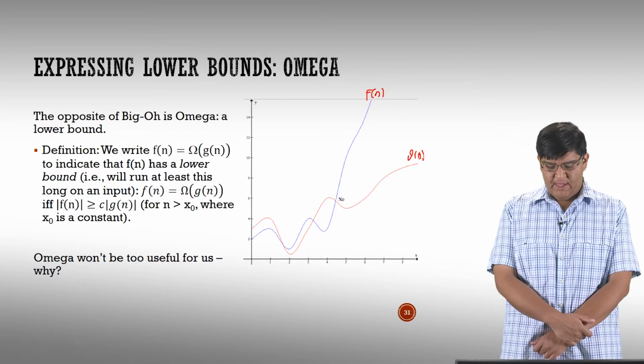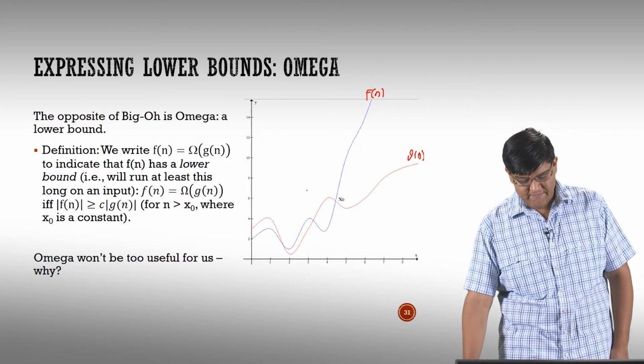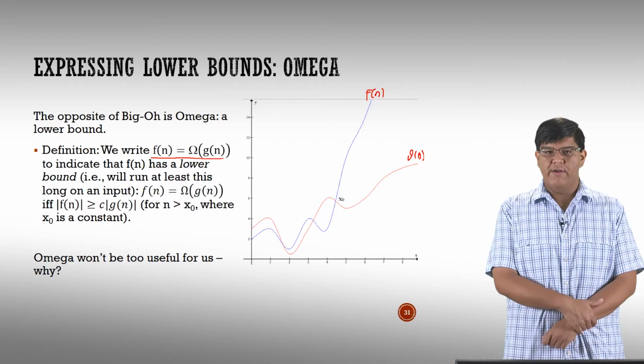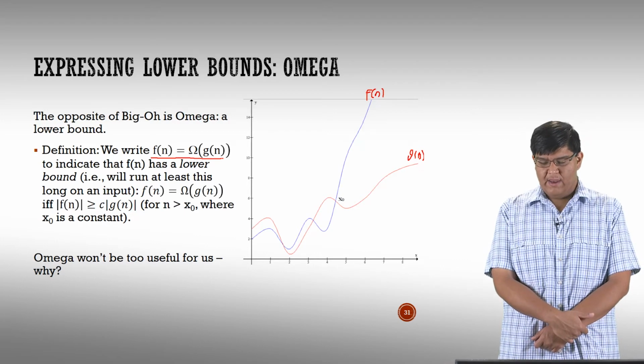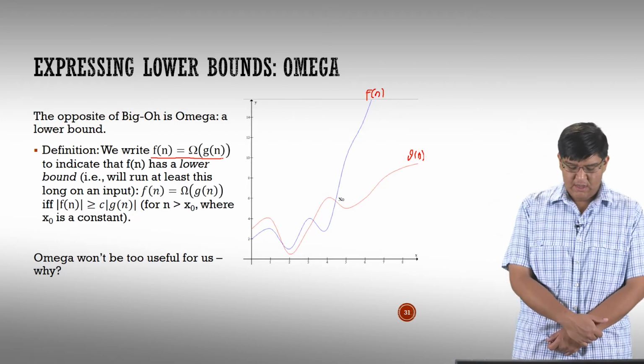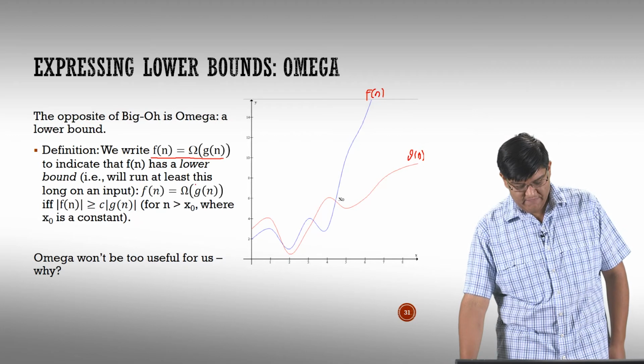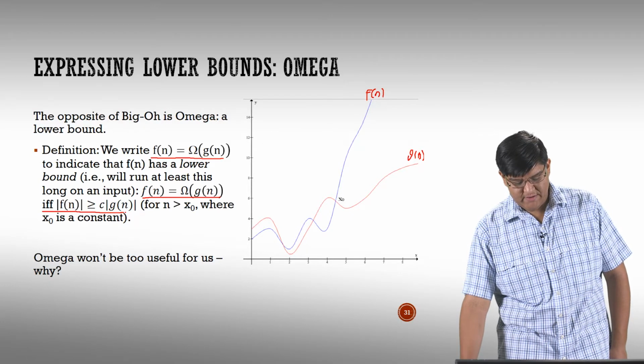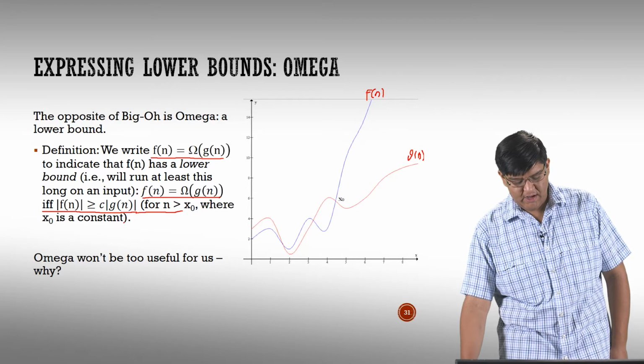Here is our first overview syntax: f of n equals omega of g of n. That's how we say that f of n is lower bounded by g of n. Then we have our definition, which says f of n is omega of g of n if and only if f of n is greater than some constant times g of n, for n greater than some x sub 0, where x sub 0 is a constant.